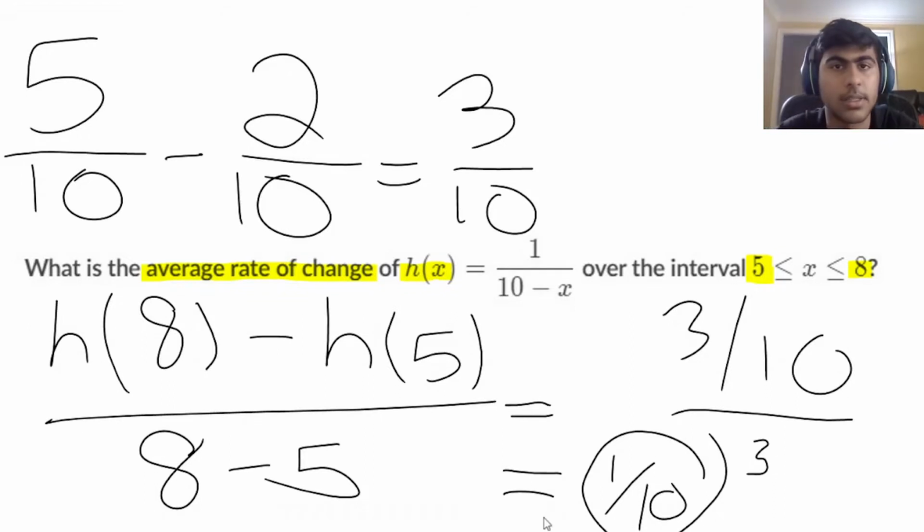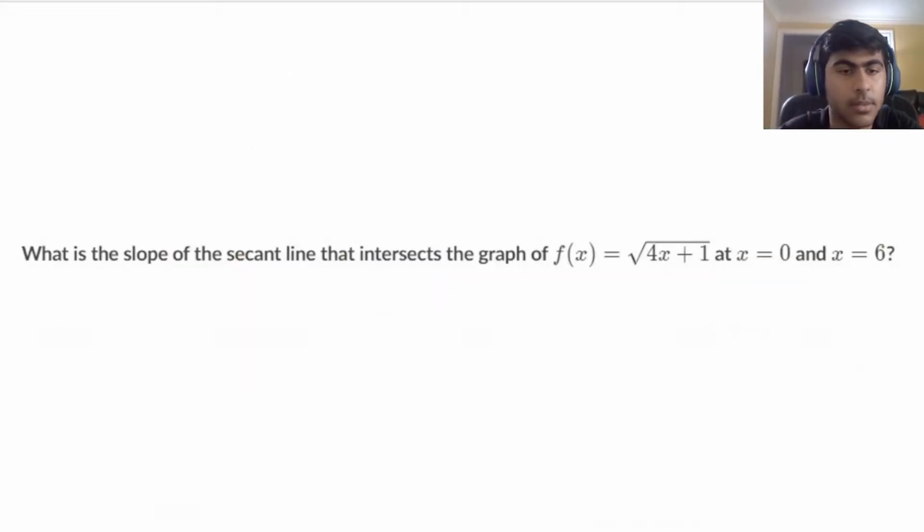All right, let's keep going. Another slope of the secant line that intersects the graph of f of x, when it's this function, the square root of 4x plus 1. Our starting x-coordinate is 0. Our ending x-coordinate is 6. You can try to pause the video and figure it out. We've done enough examples at this point, but I will continue on.